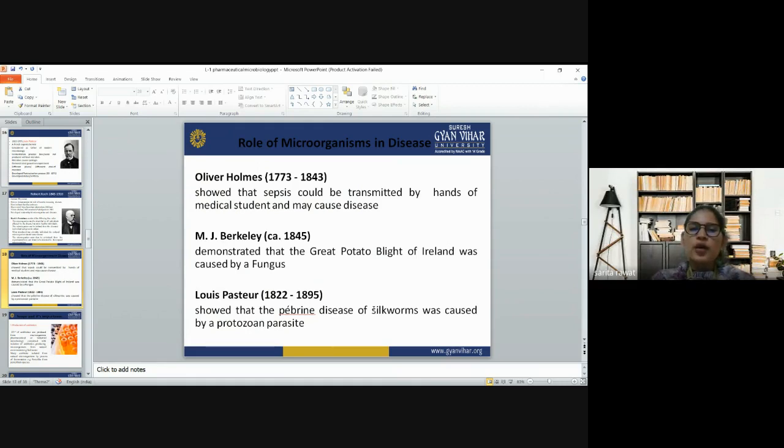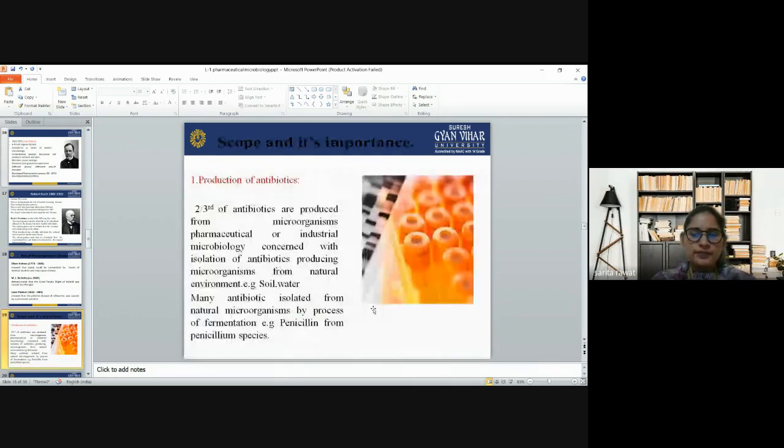Then Oliver Holmes came, 1773 to 1843. Then M.J. Berkeley came in 1845. Then Louis Pasteur, 1822 to 1895.